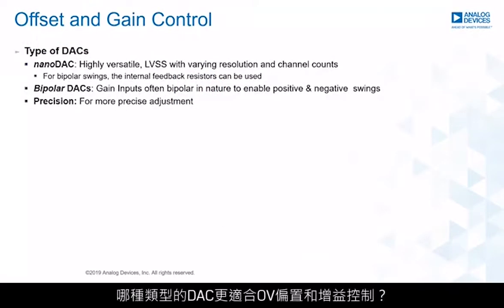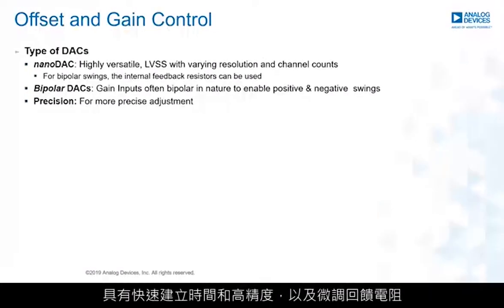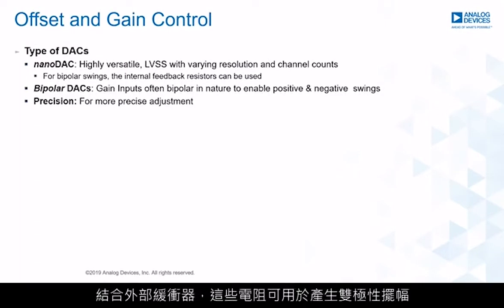So what type of DACs are most suitable for offset and gain control? The nanoDACs and low voltage single supply products, for their versatility and number of options available. Some of these products, like the 805541A, offer the required resolution of up to 12 bits with fast settling times and precision, and trim feedback resistors. These resistors can be used to generate the bipolar swings with an external buffer.